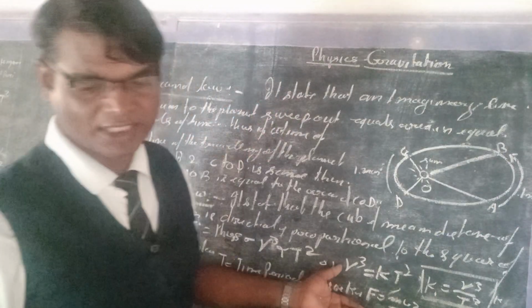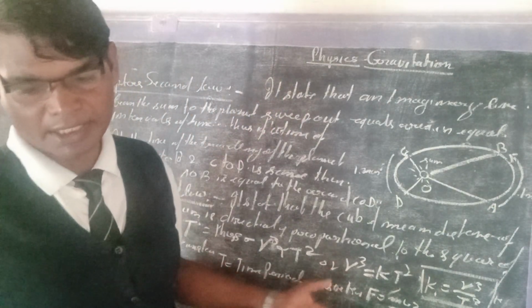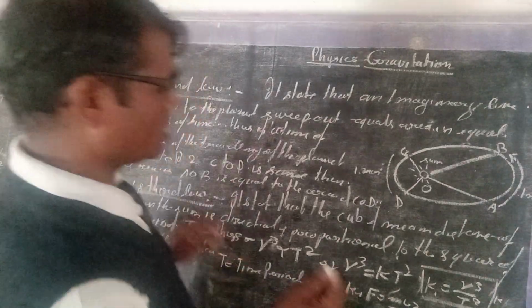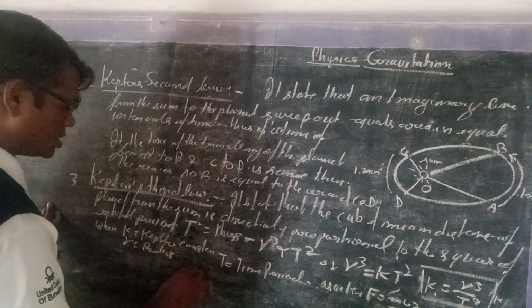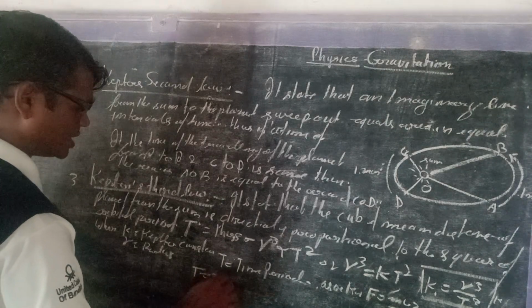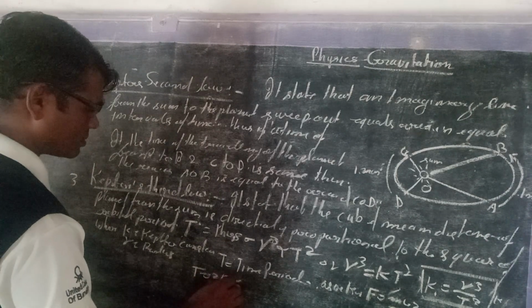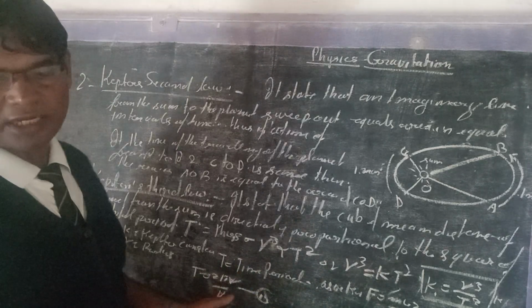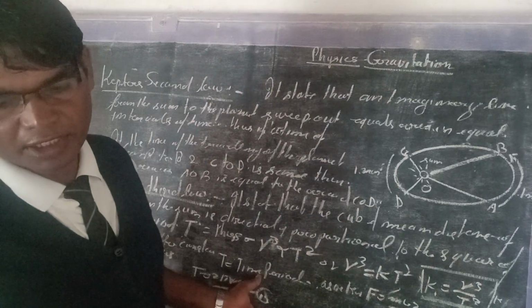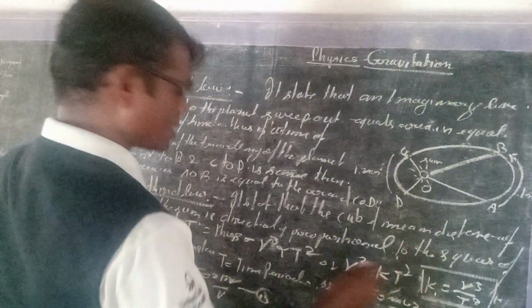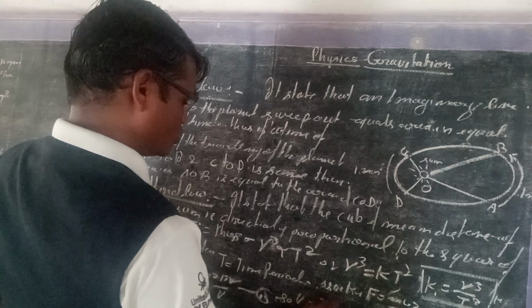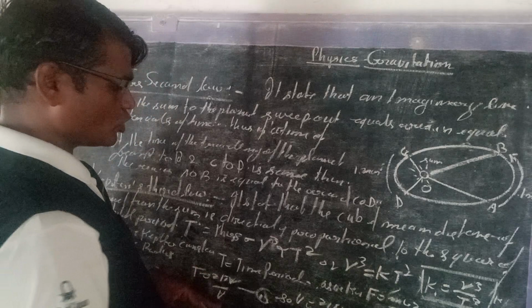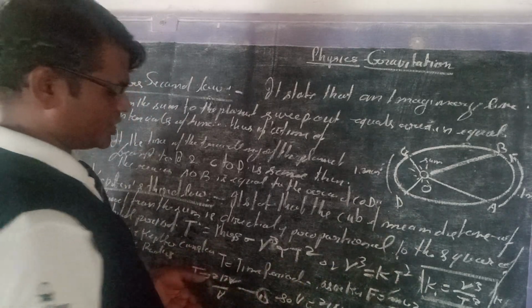Suppose that T is equal to 2 pi R by V, as we know. It is in seconds. So V is equal to 2 pi R by T. We will substitute this value in the equation.